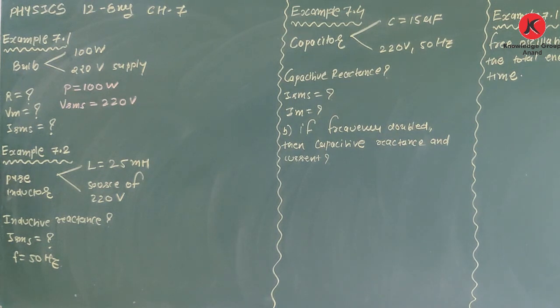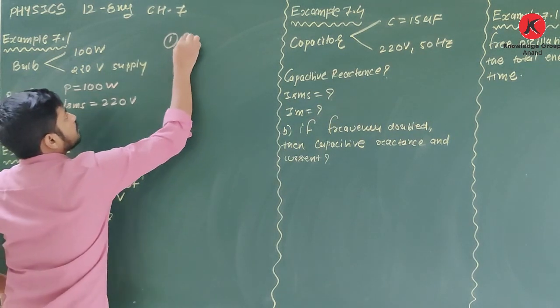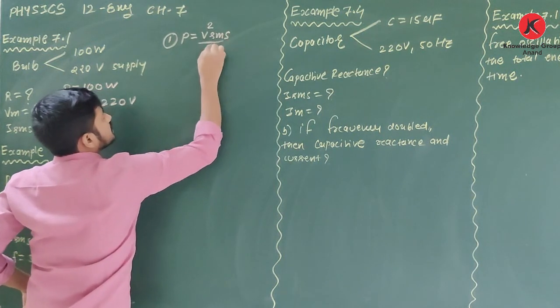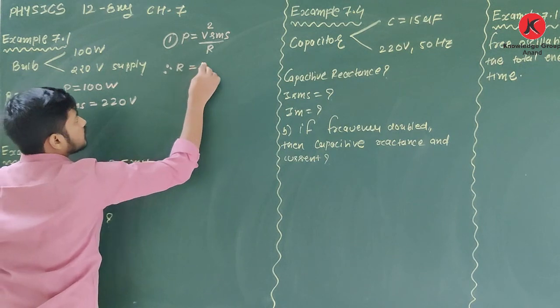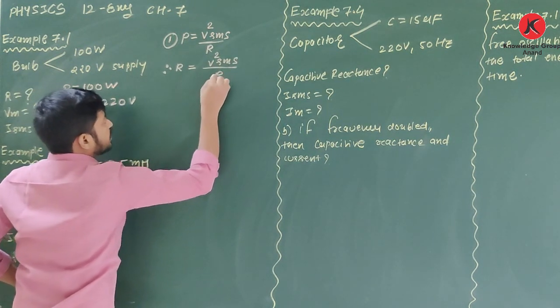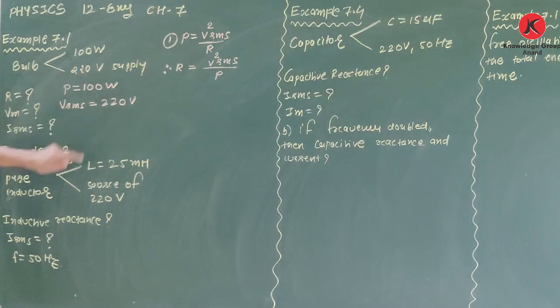First of all, we will find the resistance. The first equation that we have to use: power P is equal to V square RMS upon R. Therefore R is equal to V square RMS upon P. V RMS is 220, squared, divided by power, that is 100. You will get your answer.